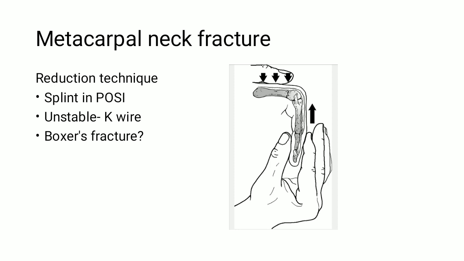A metacarpal neck fracture can be reduced by using the digit to control the distal fragment, but the proximal IP joint should be extended. Following reduction, it must be splinted in the position of safe immobilization. Unstable fractures can be stabilized with K-wire. So, boxer's fracture is nothing but a fifth metacarpal neck fracture.